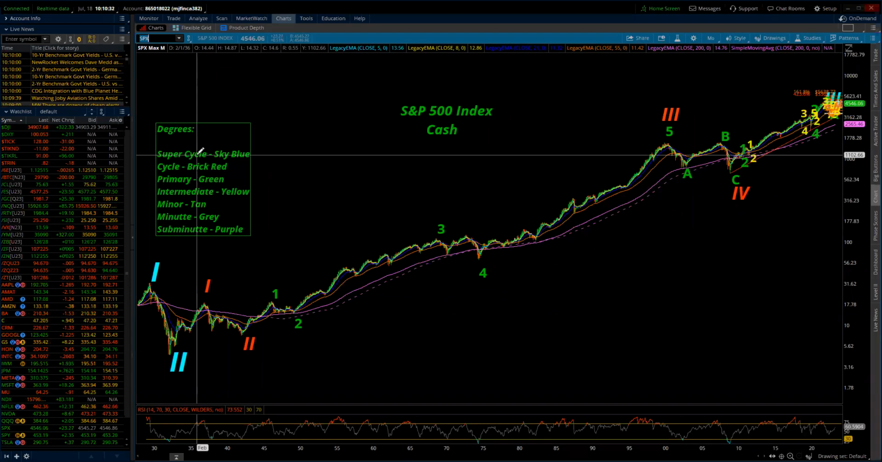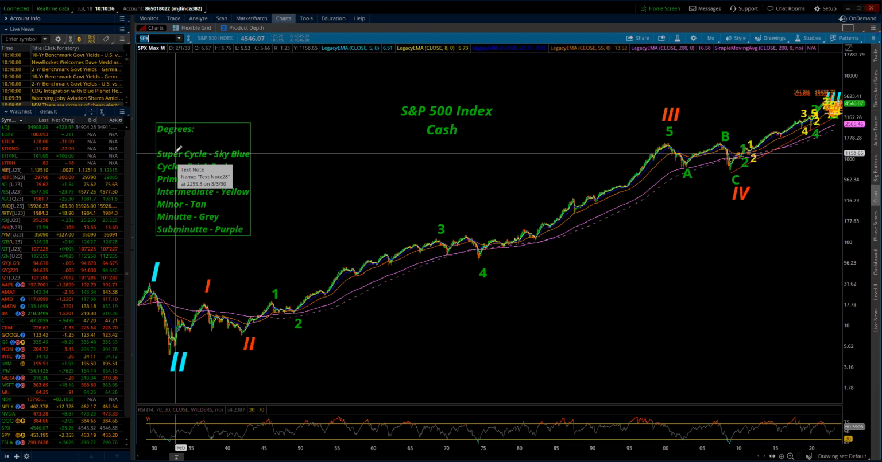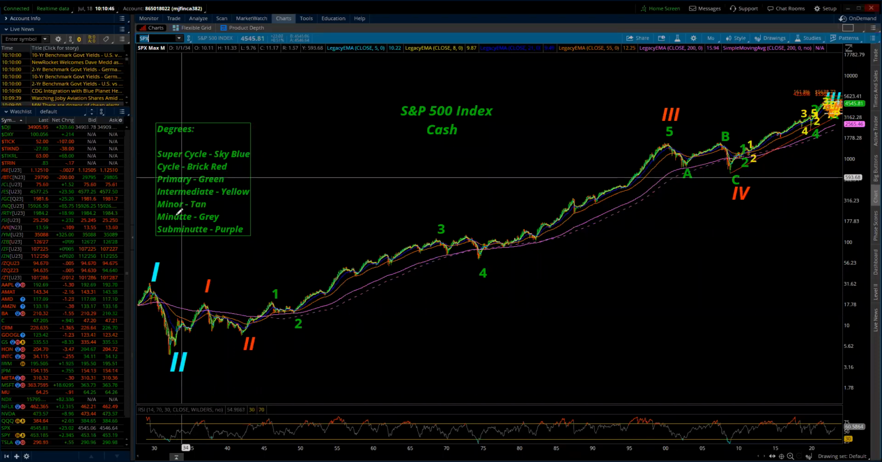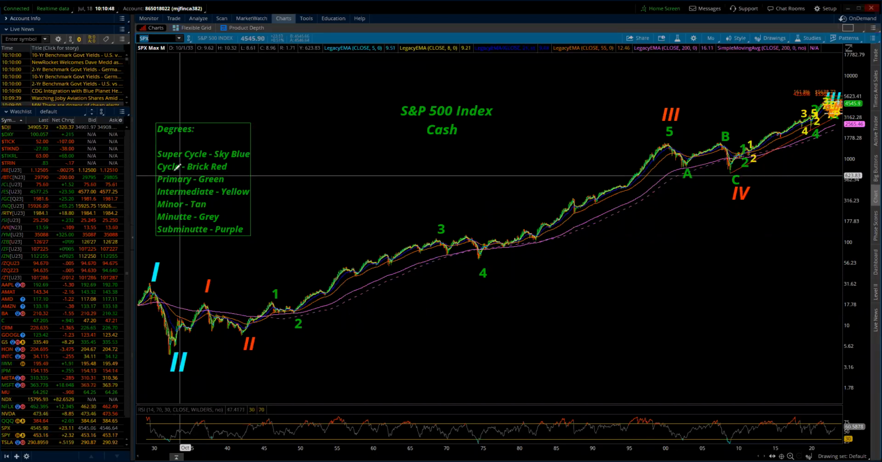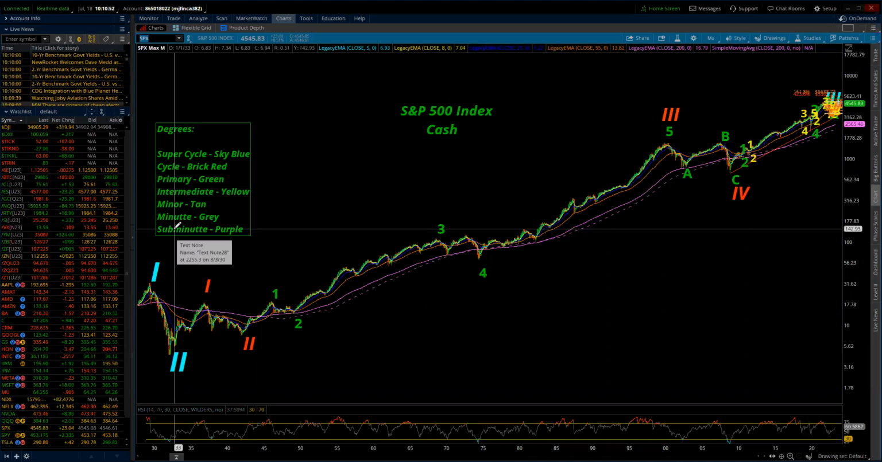All moves, so all of the degrees, will be operating in the same mode. In other words, if it's an impulse wave or a corrective wave, all subsequent degrees below it will be operating the same way. So they'll all be in corrective moves.